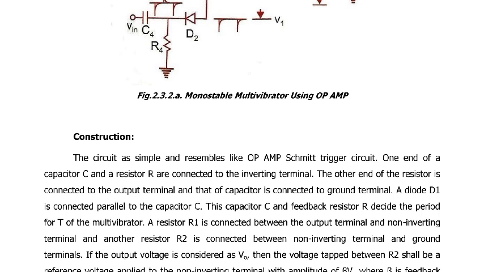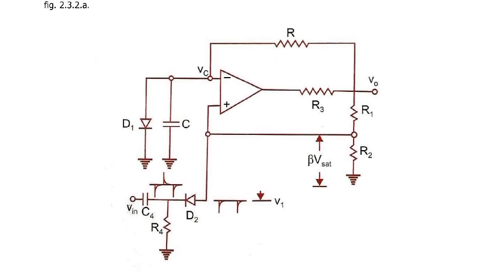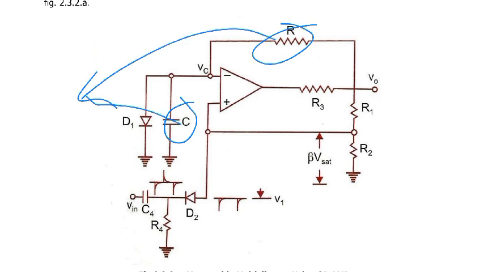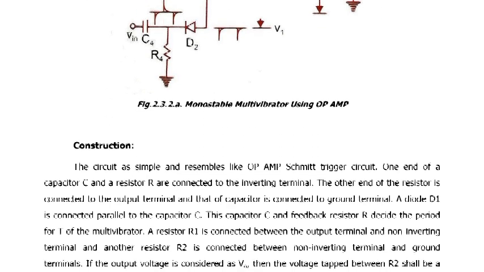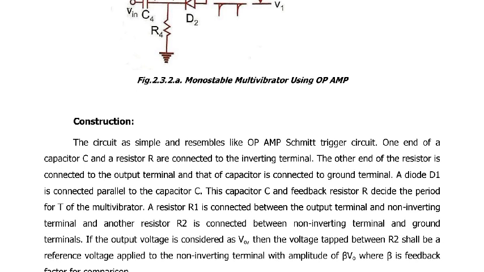This capacitor C and the feedback resistor decide the time period. Similarly, this R and C decide the time period. The capacitor C and feedback resistor decide the time period of the multivibrator.